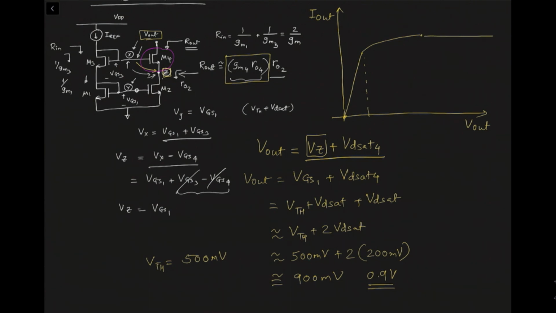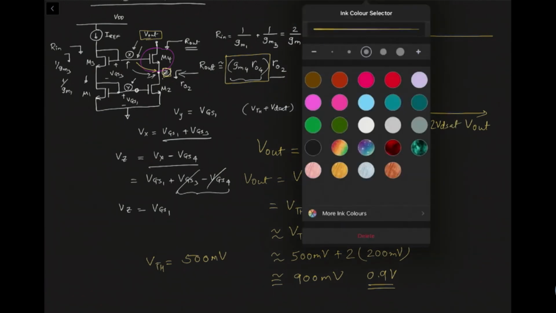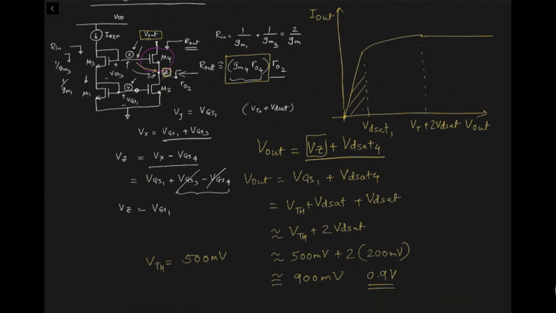Now let me explain what this means. In the first region right here, this would be VDSAT and this would be VT plus 2 VDSAT, something like that. In the first region, let me use a different color, a green color, this particular region is one region, and then the red part is another region, and then the rest. Beyond this, you will see the output resistance of the current source is pretty good, and you get near ideal behavior, which is no matter what the voltage is, you will get the same current, because the output resistance is very good.